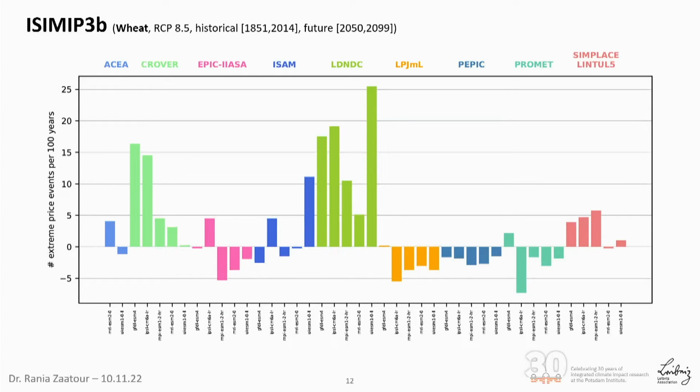And still, as we observed with the production and the prices, some models also expect that we won't be having as many extreme price events in the future, and as the production and prices will be less variable in the future, also the number of extreme events will be less in the future, as is the case with the orange model LPGMR or with the blue model PEPEC.